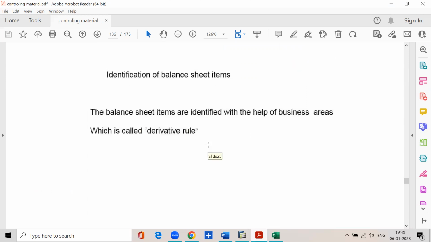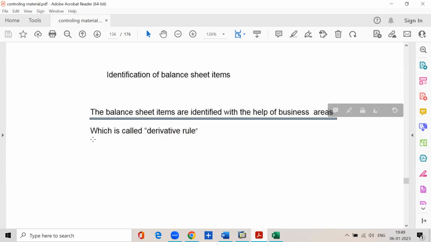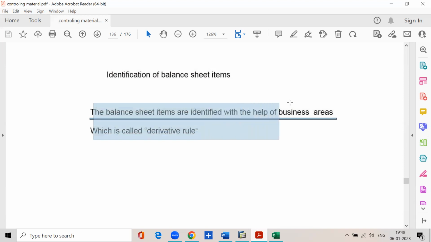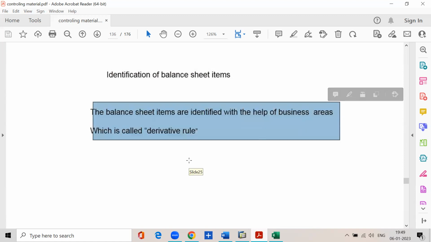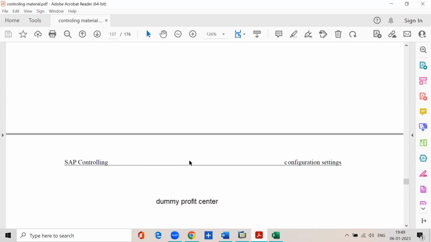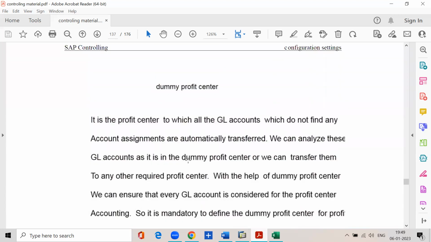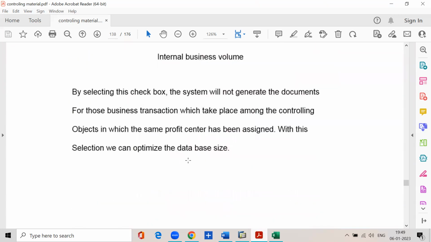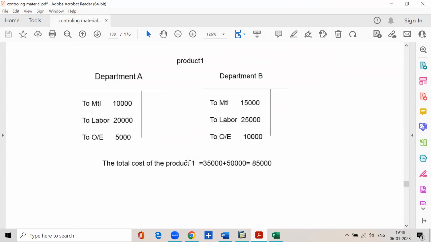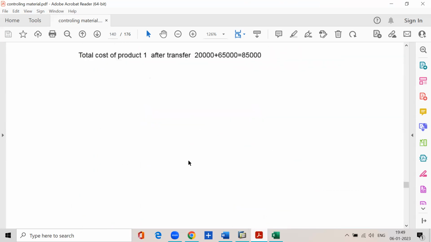Now, how are the balance sheet items posted? The balance sheet items are identified with the help of the business areas, which is called the derivation rule. This derivation rule I will explain to you at the time of doing the configuration. The dummy properties and all these things I will explain later. Let us start the configuration.